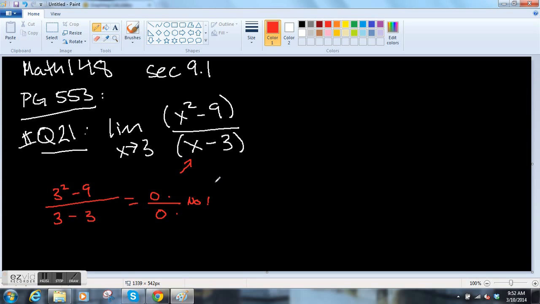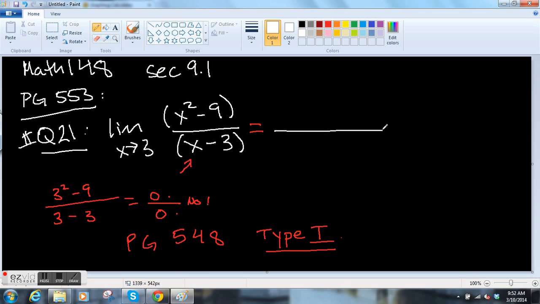This is on page 548. They call this the type 1 limit function. Your book has a lot of names for these things. I'm never going to ask, is this a type 1 or type 2 limit? I just am interested in you being able to solve the problem. So if you plugged in 3 and got 0 over 0, that's okay, because 0 over 0 tells you you can keep going to find the limit.